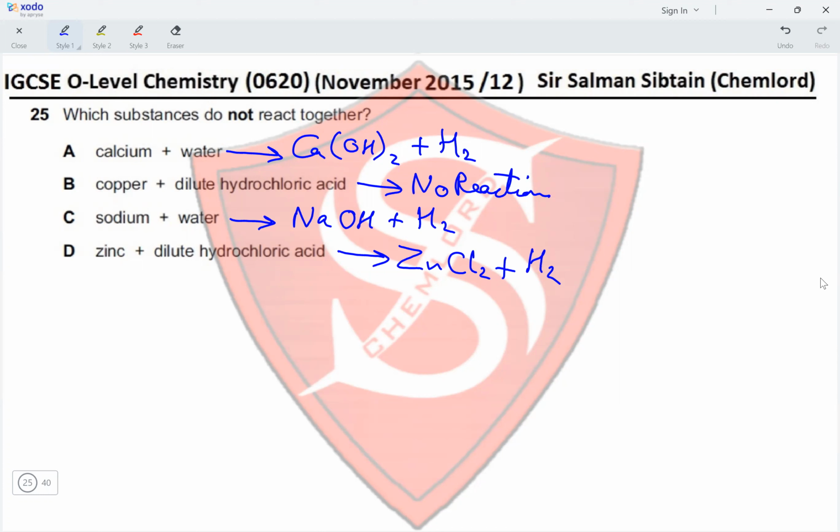So the only substance that does not react with the acid or water is copper. So the reaction of copper with dilute hydrochloric acid will not result in any product formation, making option B the correct option for this question.